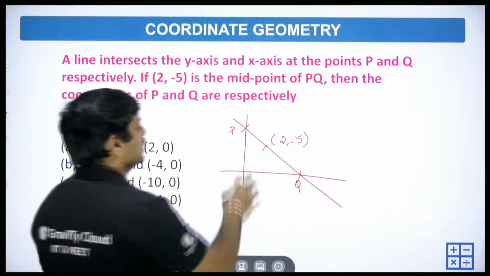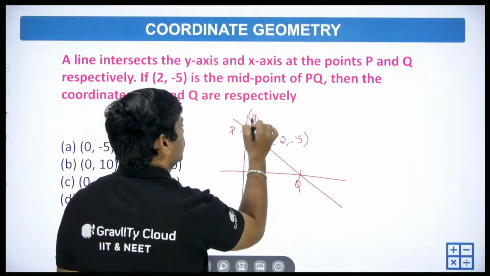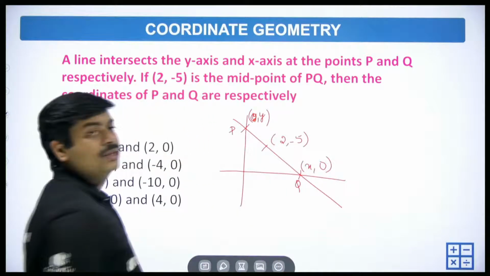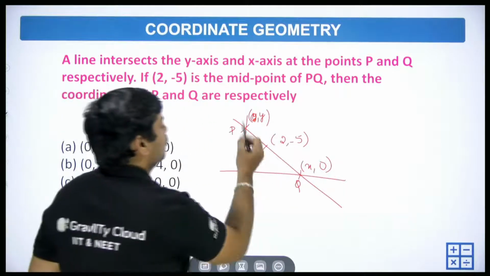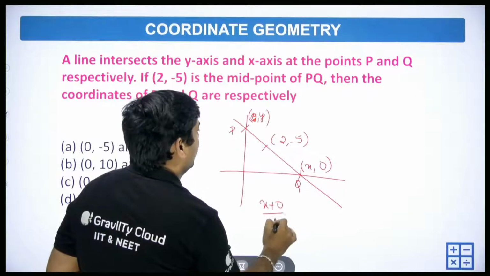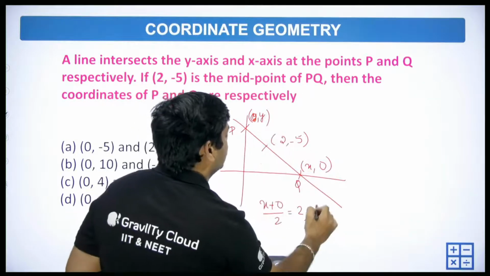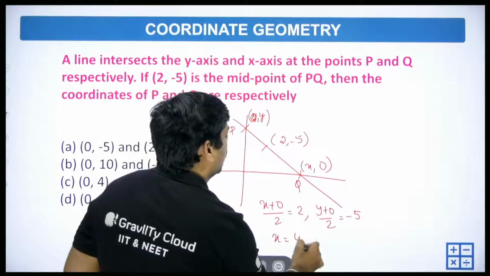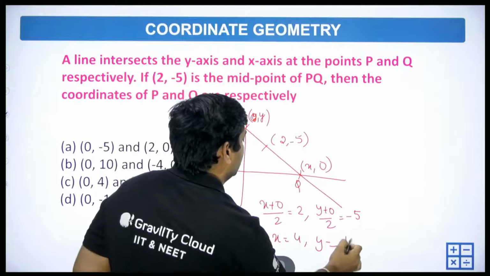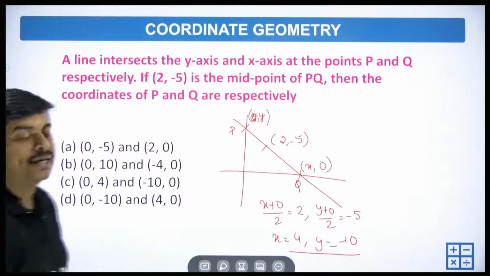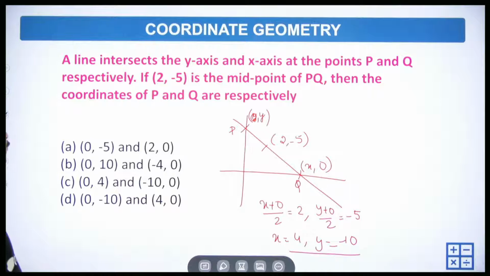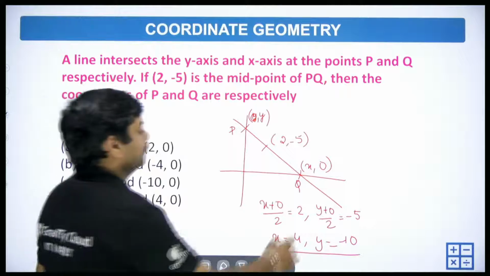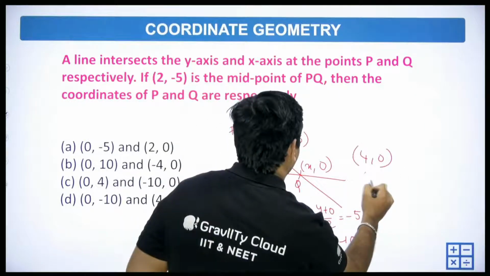So now, as P is the point on the y-axis, we can take it as (0, y). And as Q is a point on the x-axis, we can take it as (x, 0). And we know that this is the midpoint. Okay, so (x plus 0) by 2 is equal to 2, and (y plus 0) by 2 is equal to minus 5. So x equal to 2 into 2 is 4 and y is equal to minus 5 into 2 is minus 10. X equal to 4 and y is equal to minus 10. So (4, 0) and (0, minus 10).